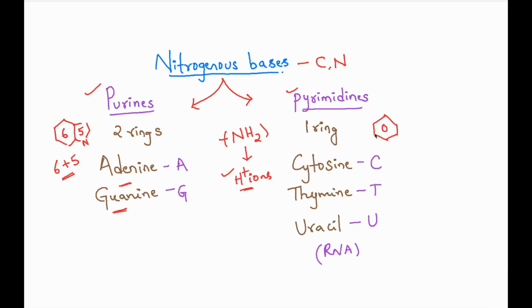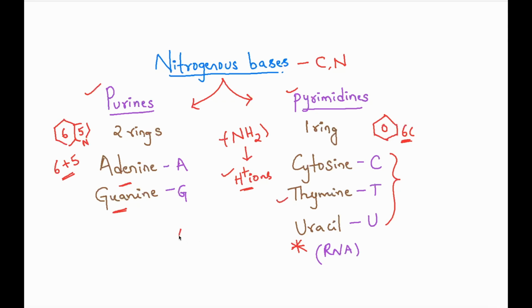Pyrimidines on the other hand are made up of a single 6-membered ring. We have three different pyrimidines, cytosine, thymine and uracil. Uracil is a nitrogenous base that is unique to RNA. Uracil is not observed in DNA because uracil's position is occupied by thymine.